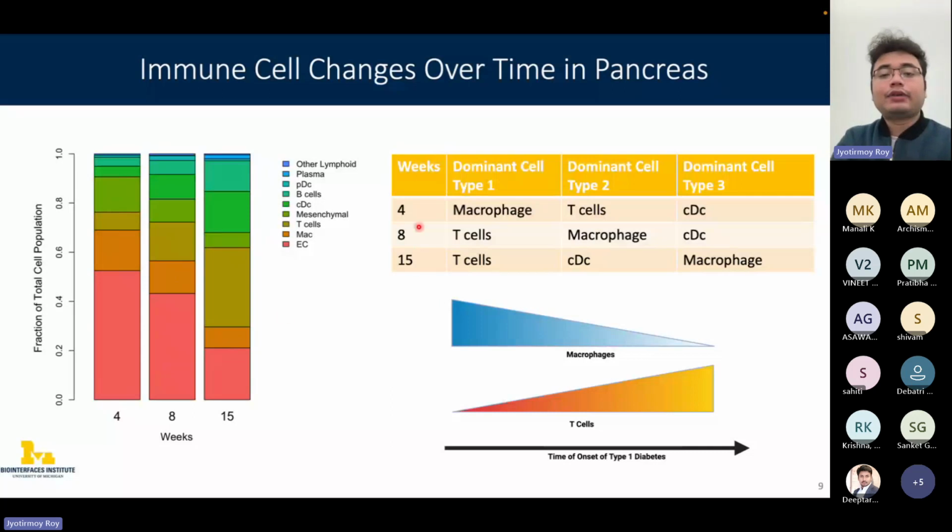So this is exactly what we also expected. Around 4 weeks, the macrophages are the dominant cell type, whereas at 8 weeks and 15 weeks, T cells become the dominant cell types. So the macrophages are decreasing over time, and the T cells are increasing over time. And this makes sense, and before going ahead, let me just take a moment to explain why this logically makes sense: in the early stages of type 1 diabetes, during the initiation period, the macrophages are the ones which help in the signaling mechanism.